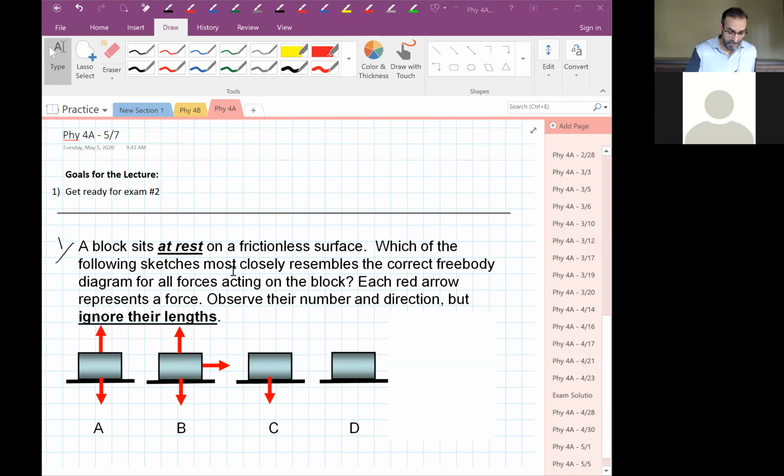Okay, everybody had A as their answer. That's exciting because that is the correct answer. You knew that it was sitting on a frictionless surface, so if there was any horizontal force, the box would be moving.